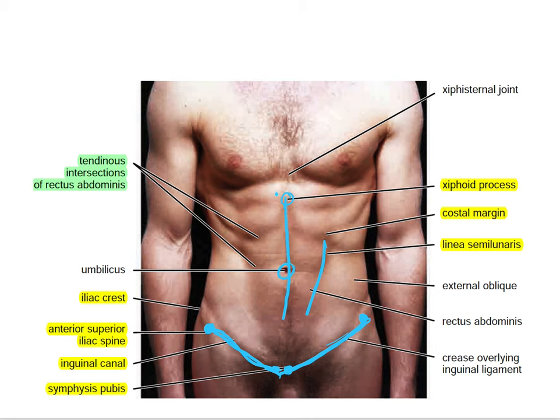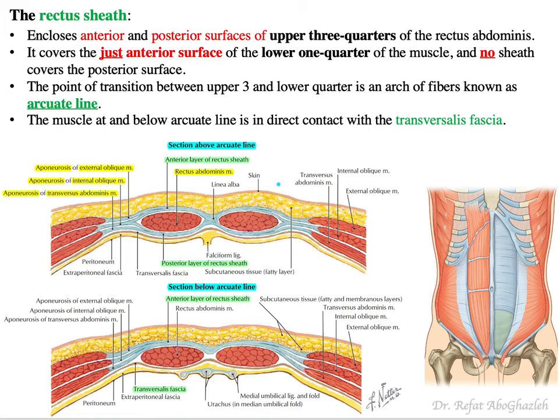So, let us have a cross section above this line. You see this line? Funny line, okay? I will show you why. Let us take a cross section here and a cross section here. Above this line, the arcuate line. Let us have a look here. So guys, this section above the arcuate line, I will tell you why. You know the skin. This is the anterior abdominal wall.